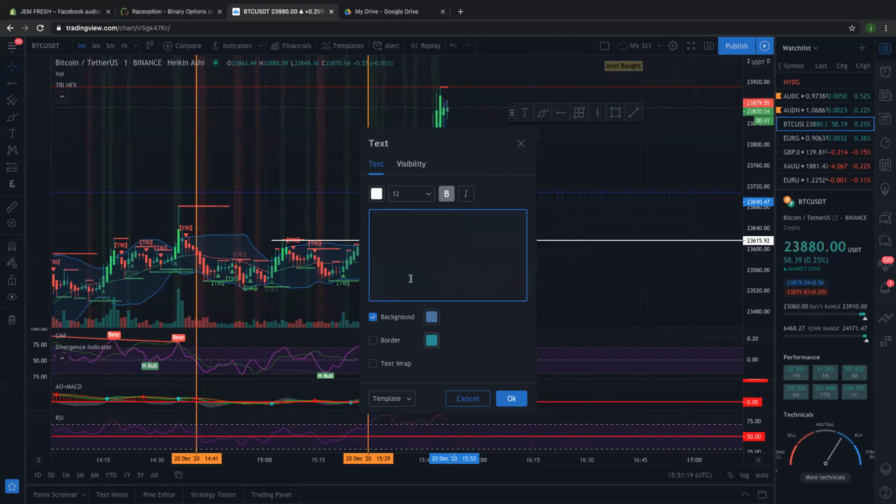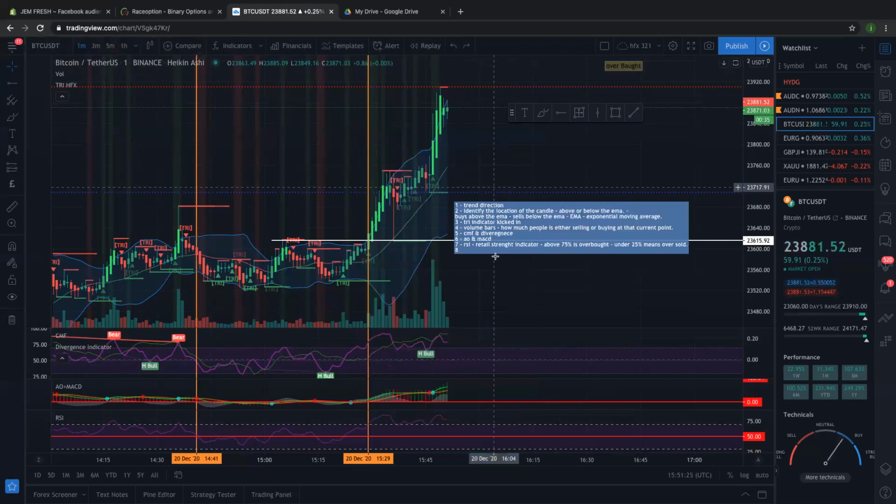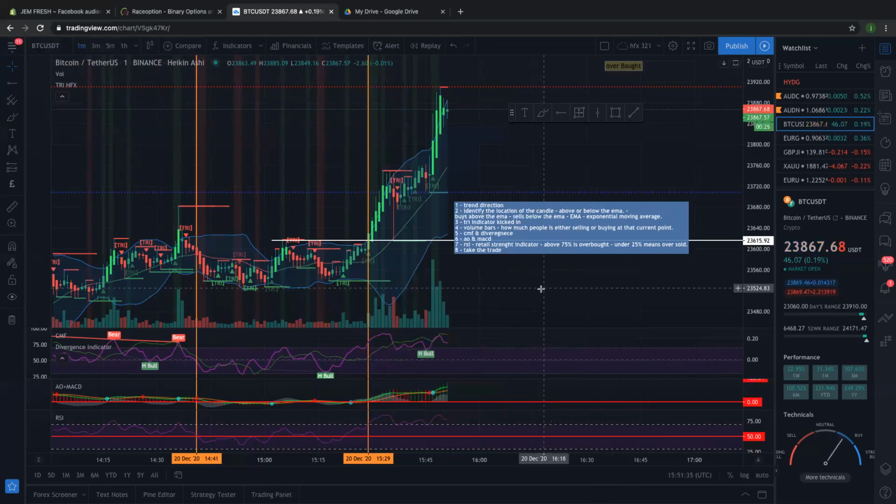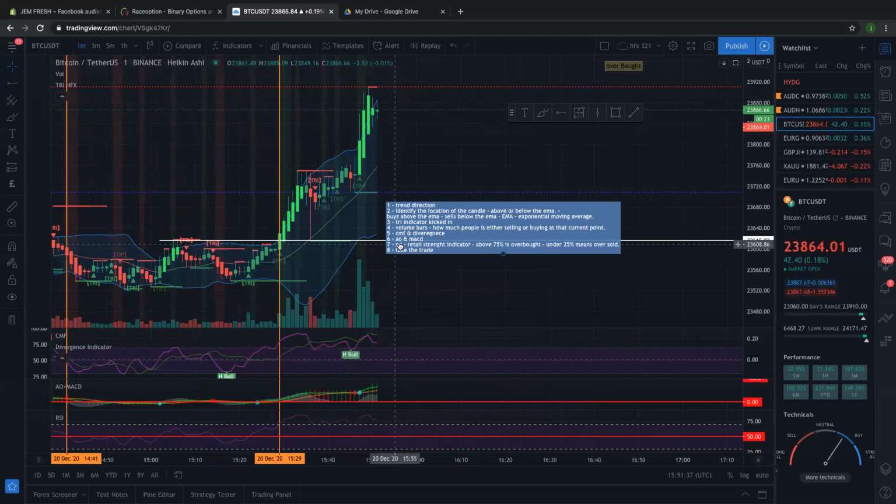Okay. Oh shit! I just deleted all that. How do I go back? There you go. I don't think we've got a number 8. So number 8, just take the trade. For me personally, I would want at least 6 out of 7, or 7 out of 7, before I take a trade.